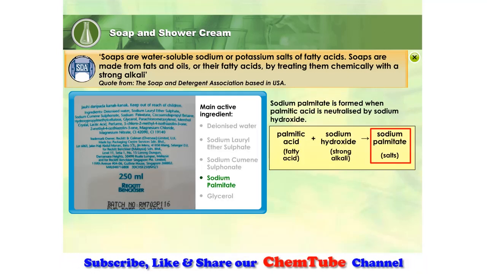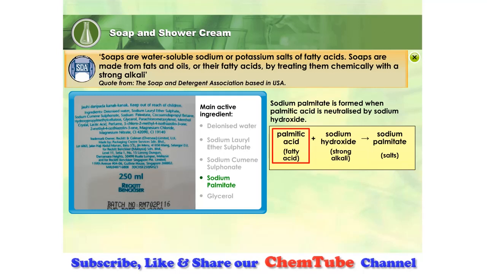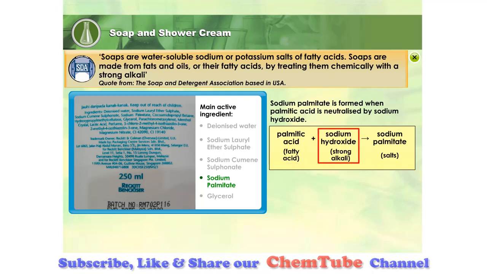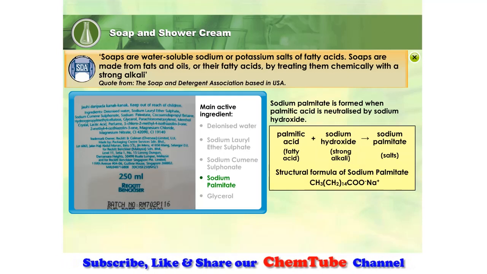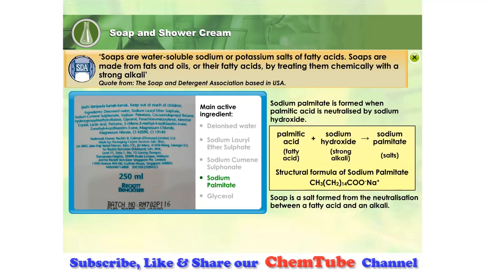Sodium palmitate is formed when palmitic acid is neutralized by sodium hydroxide. This is the structural formula of sodium palmitate. Soap is a salt formed from the neutralization between a fatty acid and an alkali.